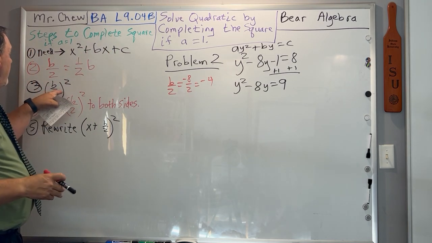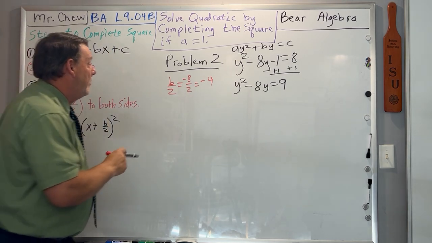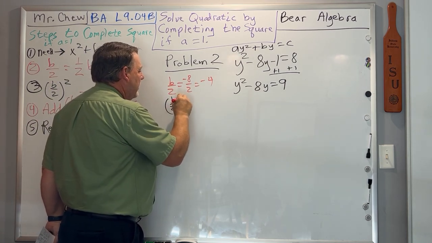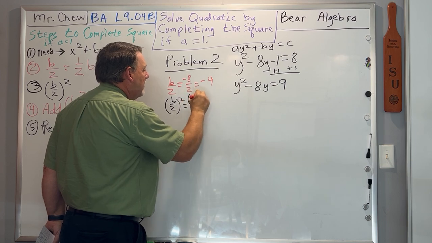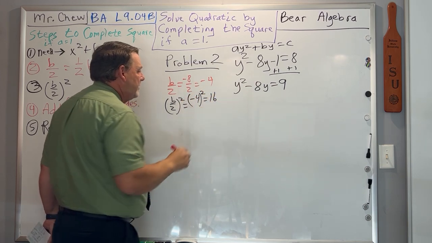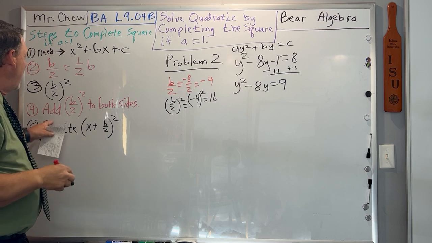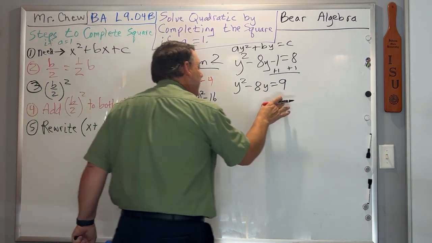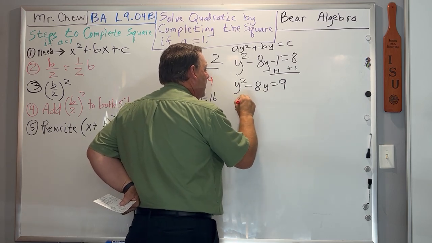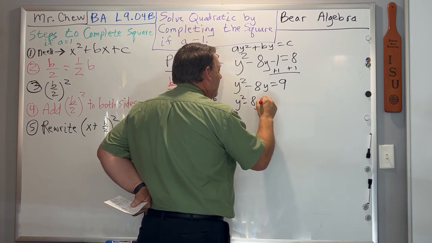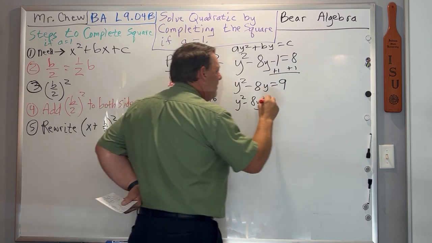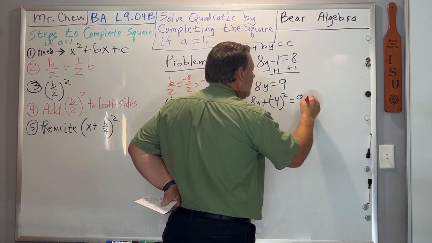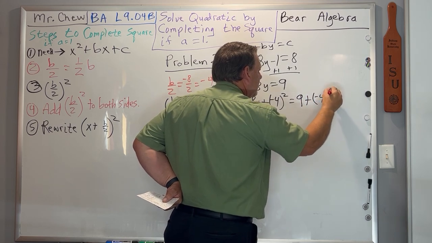Now we're going to do b over 2 squared. So I'm going to take this number and square it. Negative 4 squared ends up being 16. Now I'm going to add this number to both sides. So now's where we come back to here. So I've got y squared minus 8y plus my negative 4 squared equals 9 plus negative 4 squared.